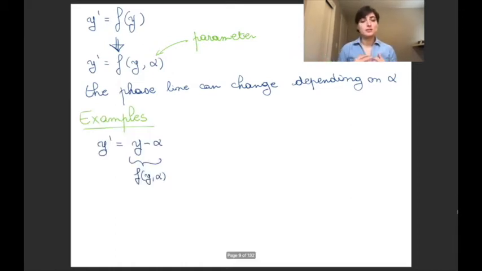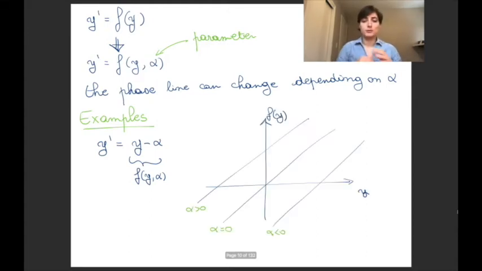For example, let's look at this situation. We have y prime equals y minus alpha. So our right hand side is a function of y and alpha that is just the difference between y and alpha. If we draw it with respect to y, f of y depends on alpha, and depending on alpha, f of y is a higher line or a lower line.